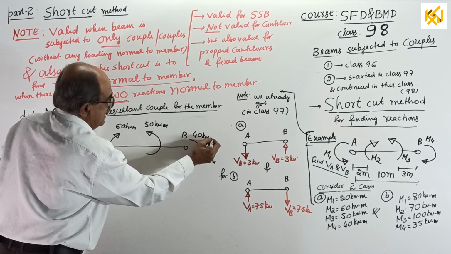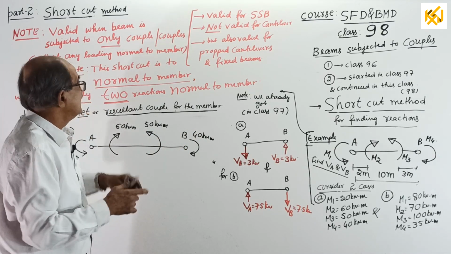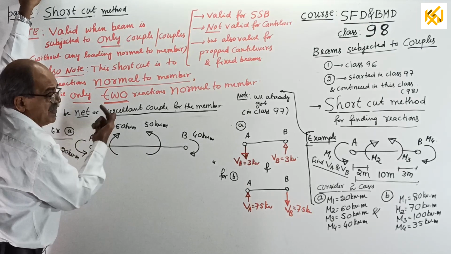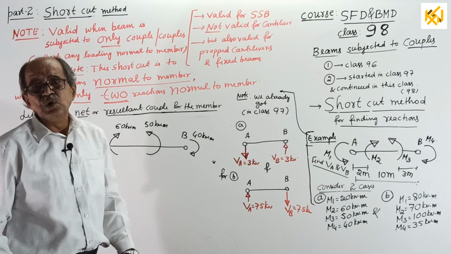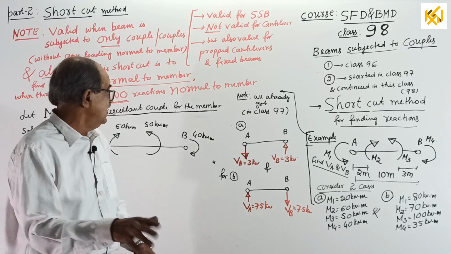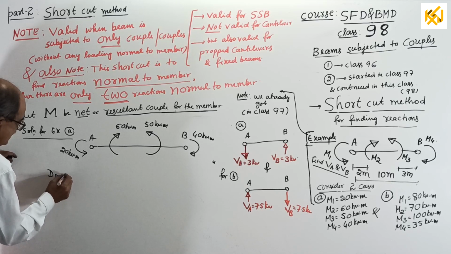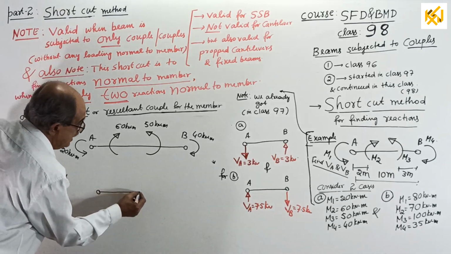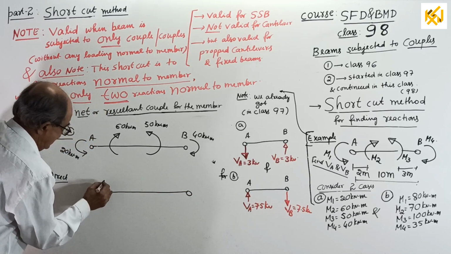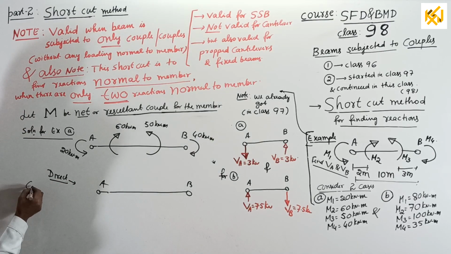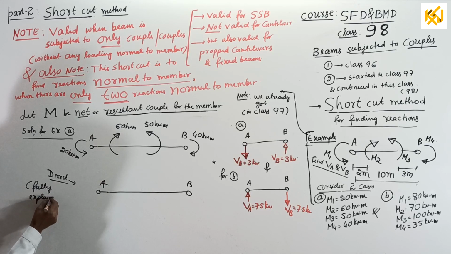So first remember, make a note. Only couples and condition. 2 supports are there. And I told there should be 2 reactions, normal to member. Yes, every condition satisfied. So you can find reaction directly by shortcut. See, start. Solution. Briefly I will tell. Direct answer, I write here, direct answer, but fully explained in the class.